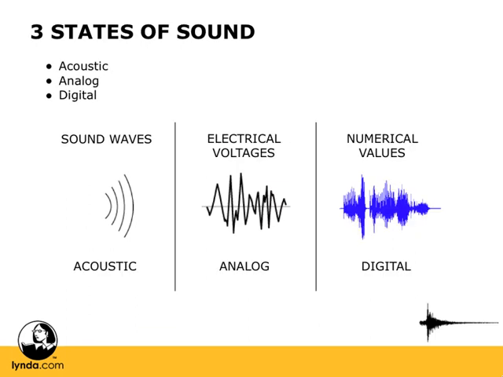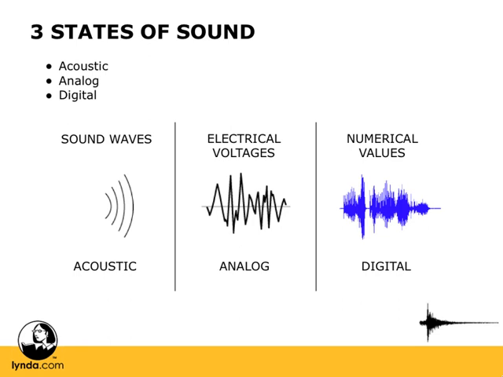Let's take a look at the three different states of sound. There's the acoustic, the analog, and the digital. Now, acoustic are the sound waves, that's the sound out around us. Analog are electrical voltages. These are what run through your guitar cable or hook up your home stereo. And then finally there's the digital state, where information is represented by numerical values, or ones and zeros. It's binary data, or the language of computers.